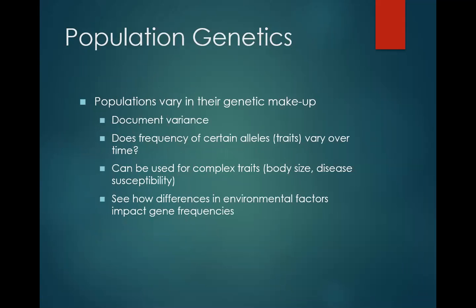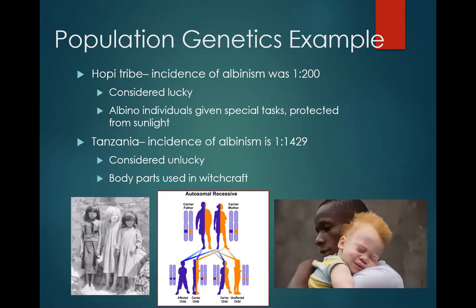Okay. Our third thing that we'll talk about towards the end is population genetics. Population genetics basically looks at how allele frequencies change over time in different populations. This can show how differences in environmental factors can impact the expression or the allele frequencies of a particular gene. One example of this is looking at the allele frequencies and the prevalence of a particular genetic disease.